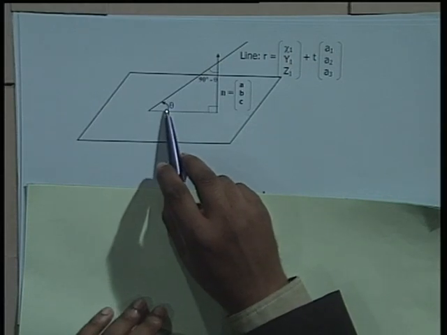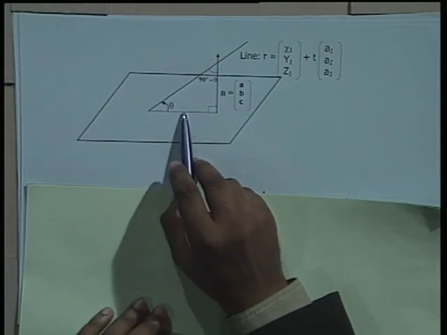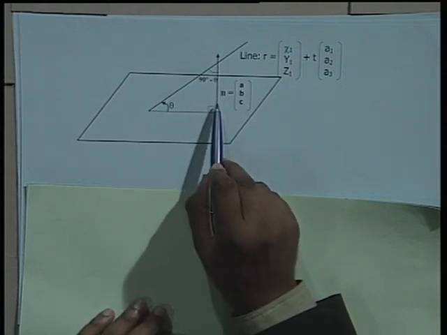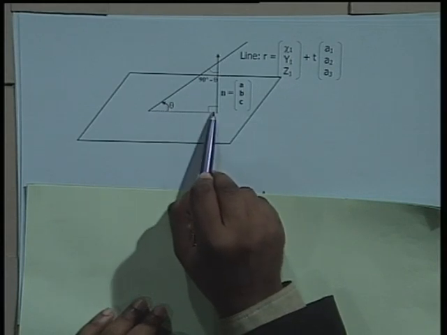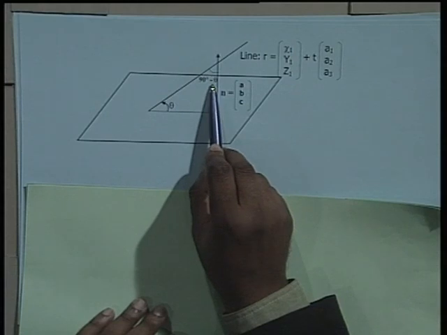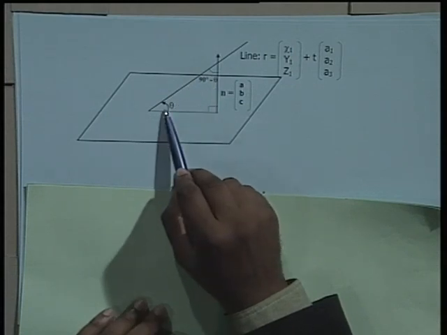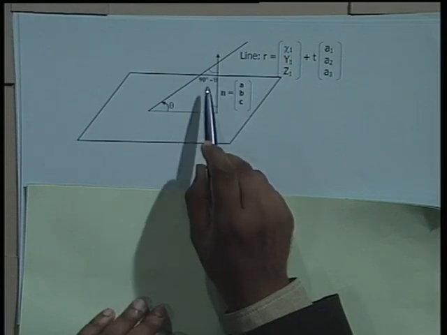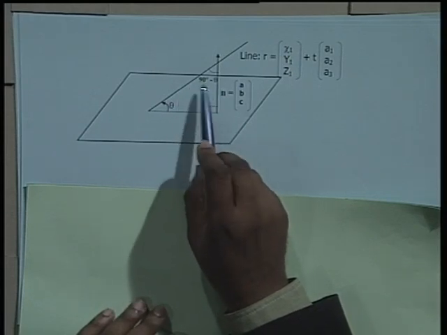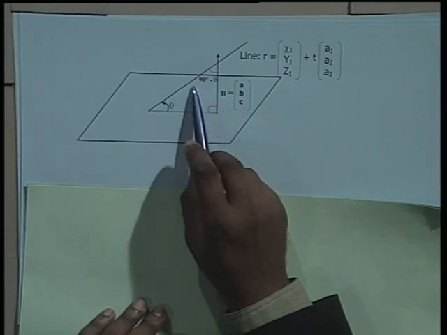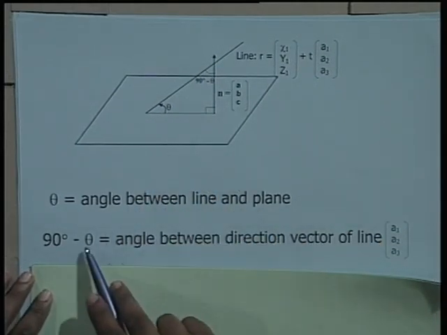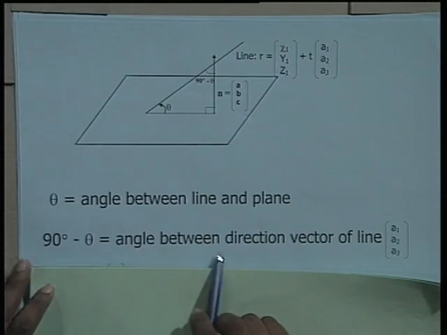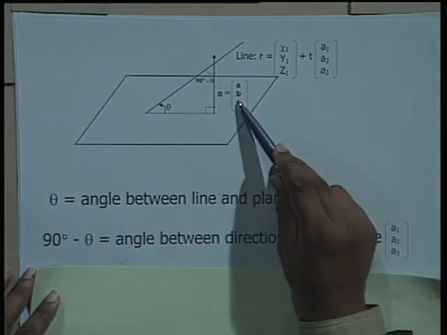And suppose that theta is the angle between the line and the plane. Now, since n is a vector perpendicular to the plane, this angle is theta, this angle is 90 degrees, therefore this angle will be 90 minus theta. So instead of finding theta, the angle between line and plane, we would find the angle between line and the vector perpendicular to the plane. That is, we'll find 90 minus theta. So if theta is the angle between line and plane, 90 minus theta would be the angle between the direction vector of the line and the vector normal to the plane.